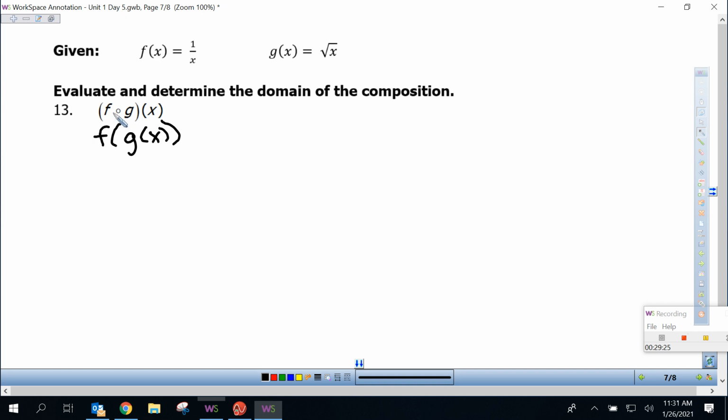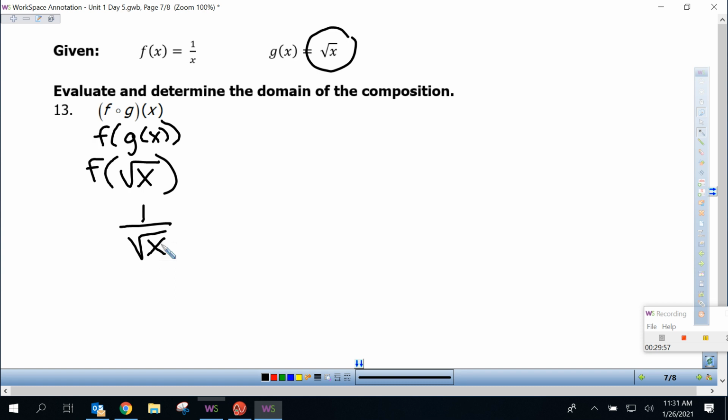So evaluate first. We need to get the resultant. So bring down the f, and I need to replace g of x with this equation. For g of x, I replace it with square root of x. Next, I need to go to the f equation, and this x needs to be replaced with what value? Square root of x. So this would be 1 over square root of x.